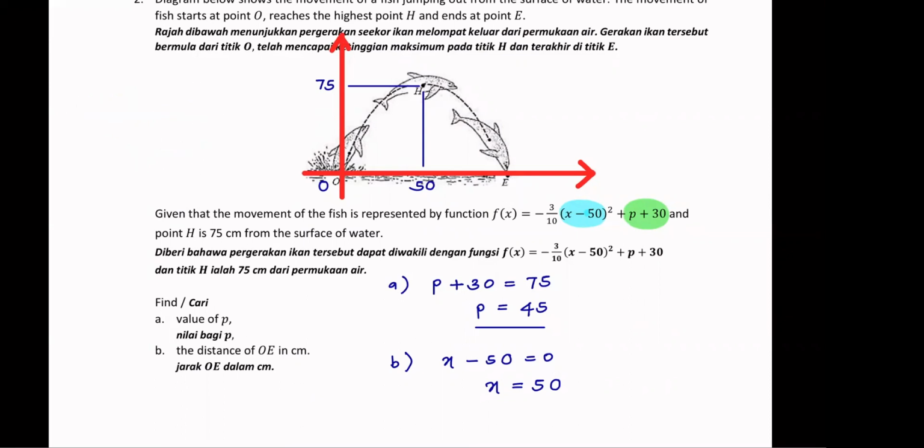Faham? So easy way lah kelas. Kalau ini 50, sebelah sini pun 50 lah. So that means this is 100. That means your OE is 100. Okay, done. Okay, so can I move on to next? Soalan ni tak susah lah kelas. Done? Okay, good. Next.